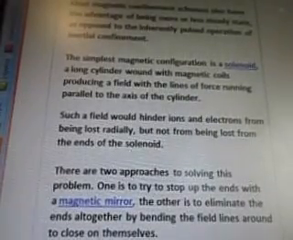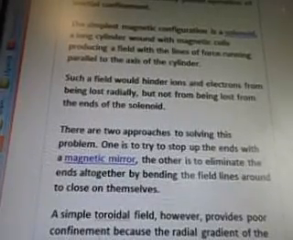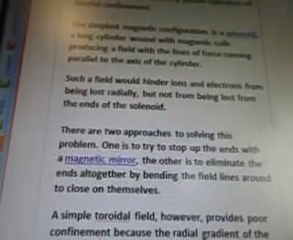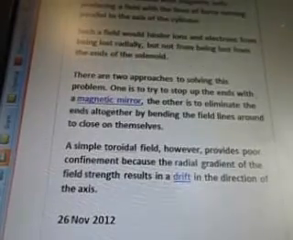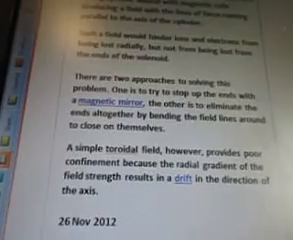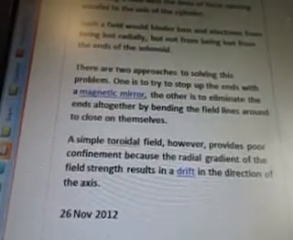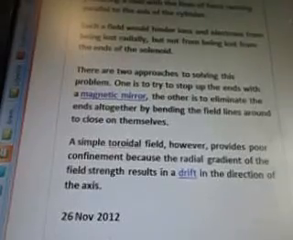The simplest magnetic configuration is a solenoid, a long cylinder wound with magnetic coils producing a field with the lines of force running parallel to the axis of the cylinder. Such a field would hinder ions and electrons from being lost radially, but not from being lost from the ends of the solenoid. There are two approaches to solving this problem. One is to try to stop up the ends with a magnetic mirror. The other is to eliminate the ends altogether by bending the field lines around to close on themselves.